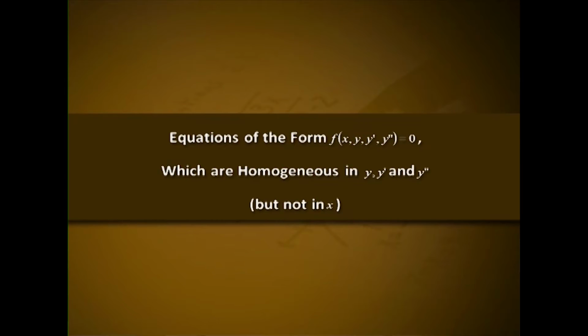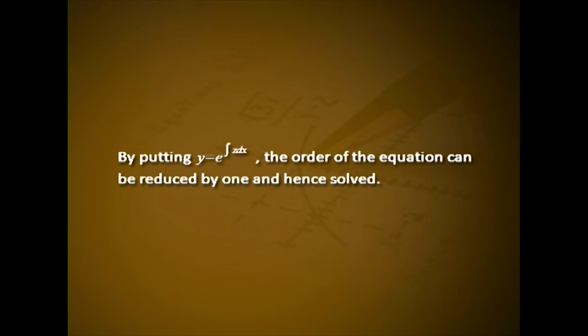Equations of the form f of x comma y dash comma y double dash is equal to 0, which are homogeneous in y, y dash and y double dash, but not in x. By putting y is equal to e raised to integral z dx, the order of the equation can be reduced by 1 and hence solved. When y is equal to e raised to integral z dx, y dash is equal to z into e raised to integral z dx and y double dash is equal to z square plus z dash into e raised to integral z dx. Thus, the order of the transformed equation in the dependent variable z will be 1 less than that of the given equation.